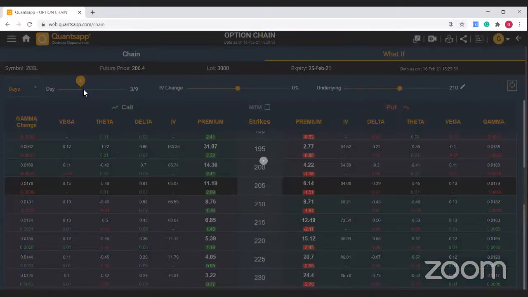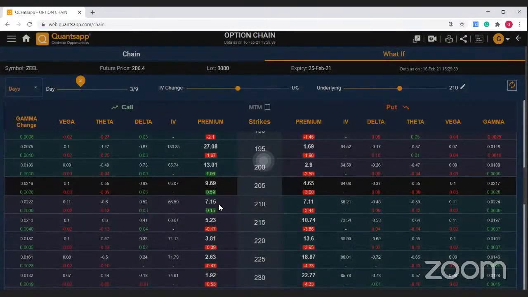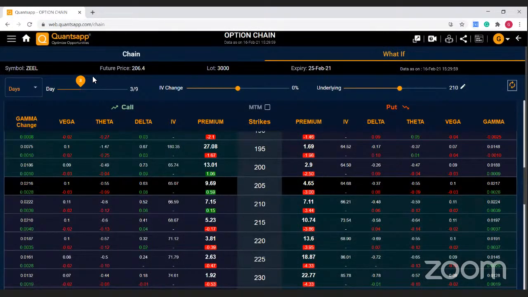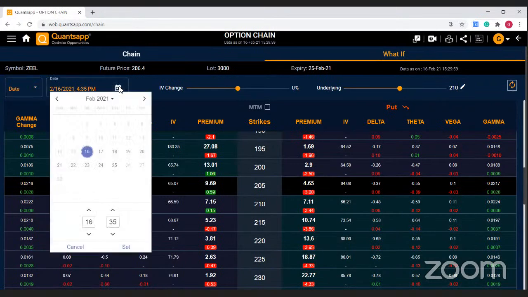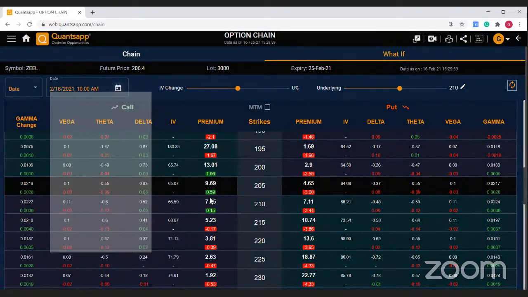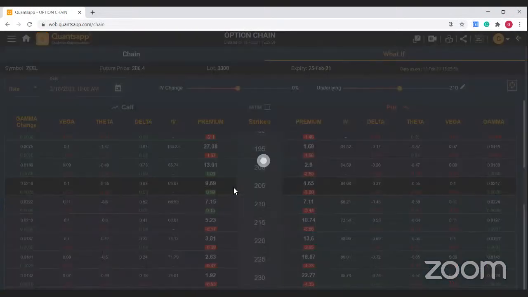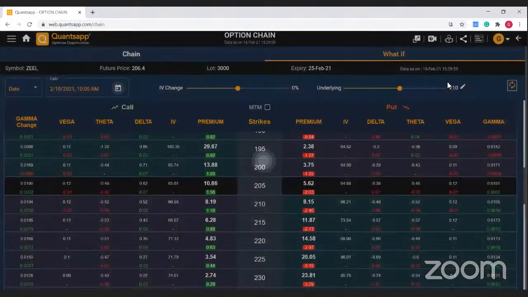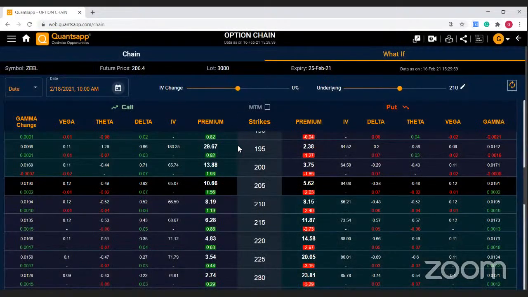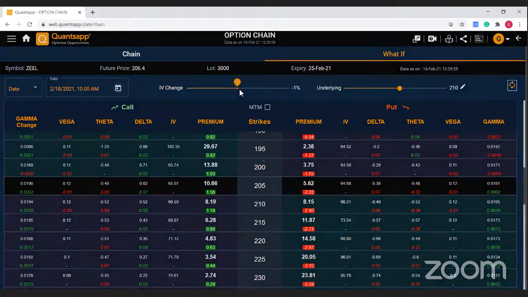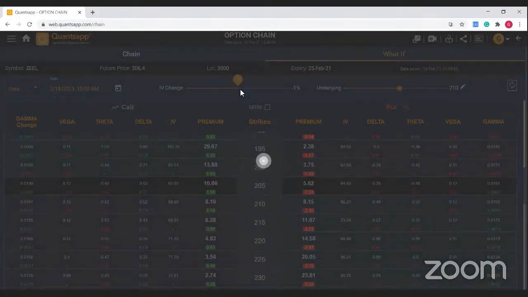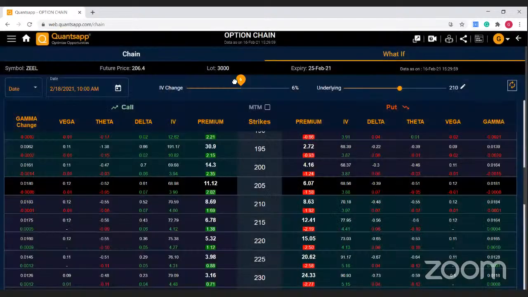what will be the value of the options after 3 days, I can do so. I can also look here at a particular day and a particular time, how my option premium will be. So if I say I want the 18th, morning 10, I want to know what my option premium will be. So I can see from here depending on the underlying value, and lastly I can see if implied volatility increases, how the option premium is going to increase or decrease according to the change in IV.